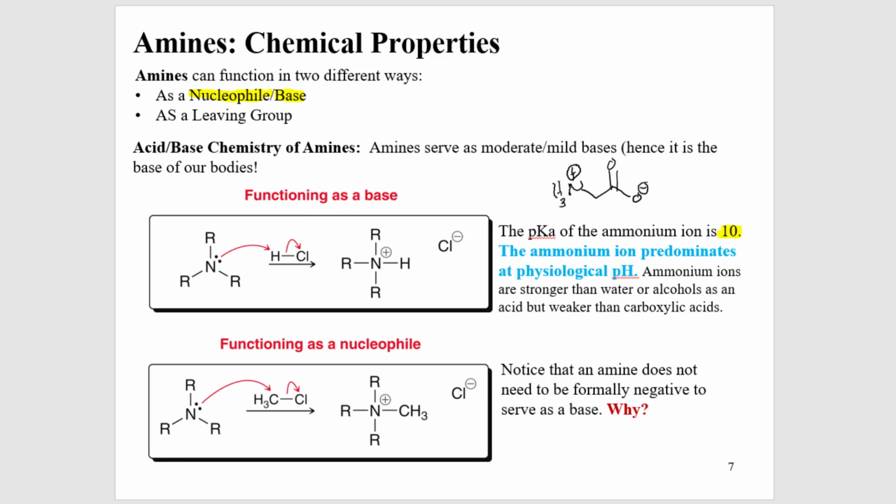Ammonium ions are stronger than water or alcohols as an acid, but weaker than carboxylic acids. So therefore, the equilibrium lies towards the weaker acid. That's why the carboxylate is deprotonated and the ammonium prevails.